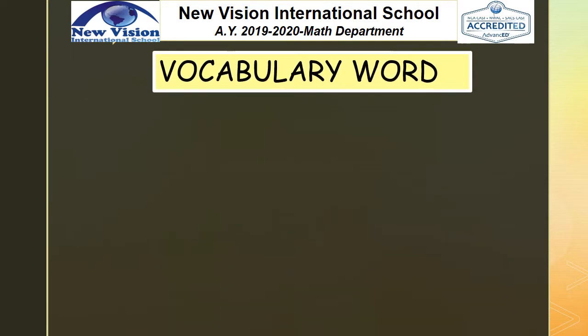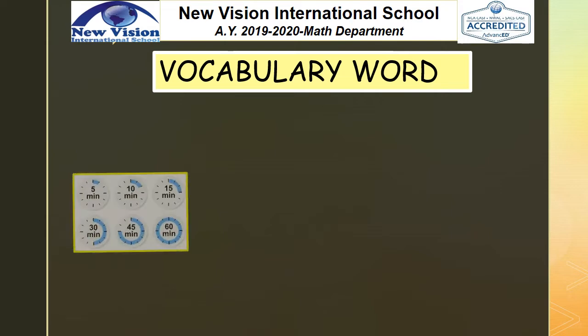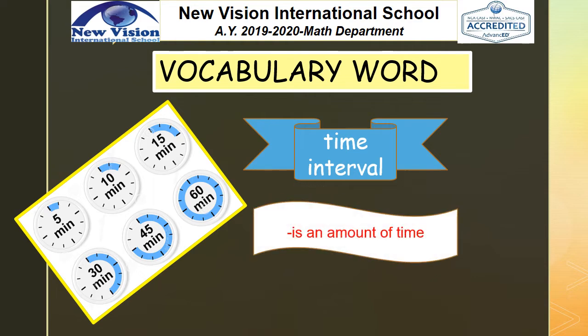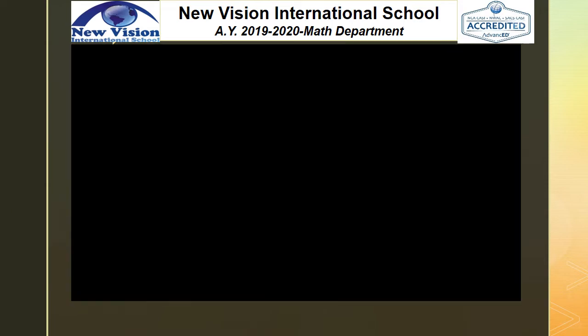Now we have a vocabulary word for this lesson. We have the time interval. Repeat after me. Time interval. Okay, good. What is time interval? It is an amount of time. So you can see here in the picture, you have here 5 minutes, 10 minutes, 15 minutes, 13 minutes, and so on.